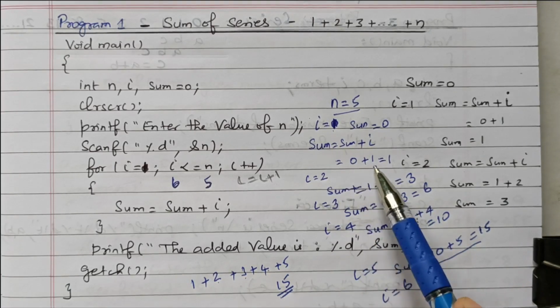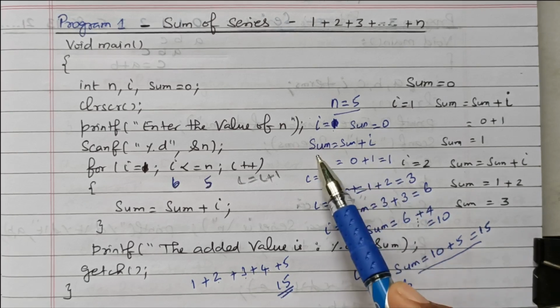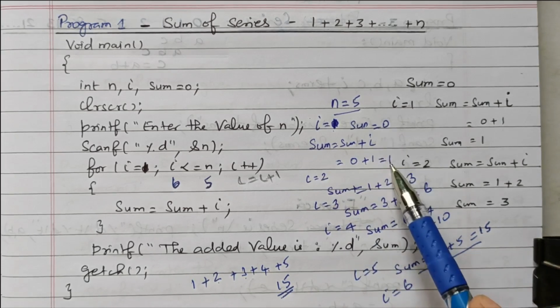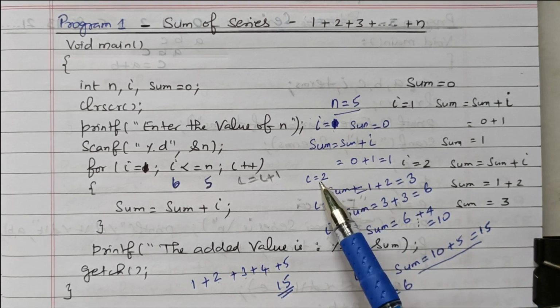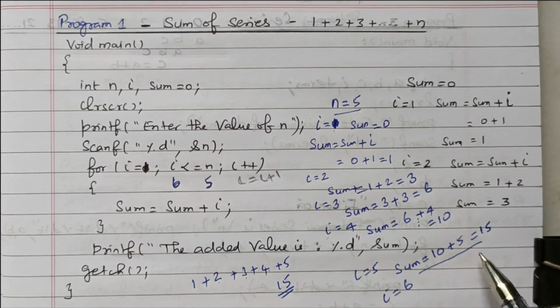Initially sum equal to 0, I equal to 1. So 0 plus 1, 1. That 1 is stored in the sum. The sum keeps on updating. Initially 0, now 1. Then it will go to I equal to 2, 3, 4, 5 like that. Up to 5 it will go. While going to 6, the condition is not satisfied. It will stop the process. So that we got the value of 15.